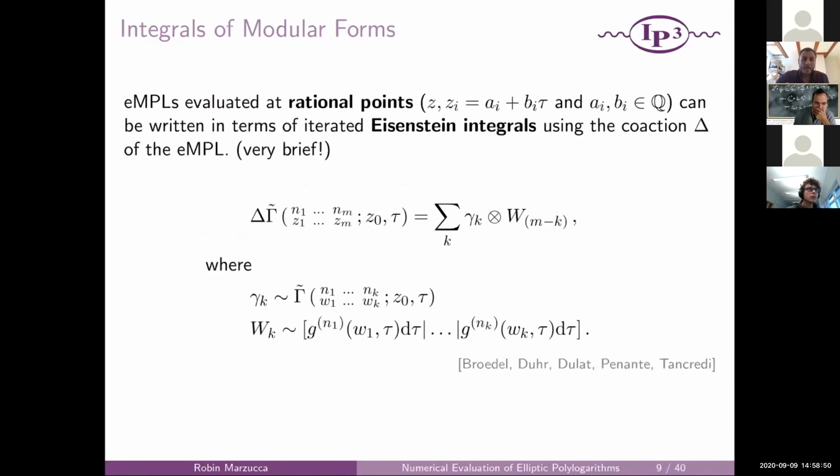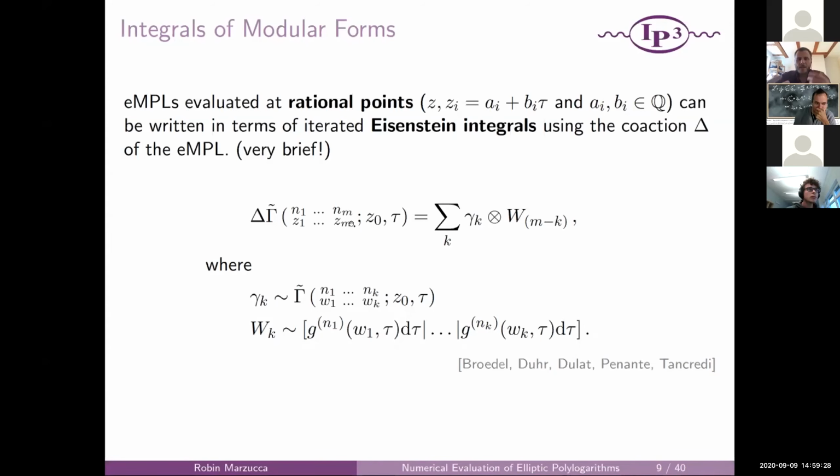They are related to the elliptic integrals that I'm considering, namely if you have an EMPL evaluated at a rational point. By this I mean that the argument z and all the z_i are of the form a + b tau, where a and b are rational numbers. If we have an EMPL of this form, then we can rewrite it in terms of iterated Eisenstein integrals. We can do this using the coaction, and I'll be very brief here because this will not be the main topic of my talk.